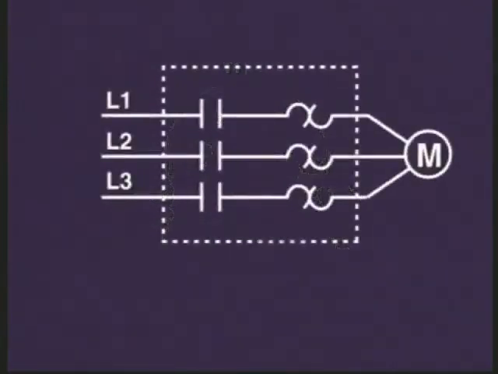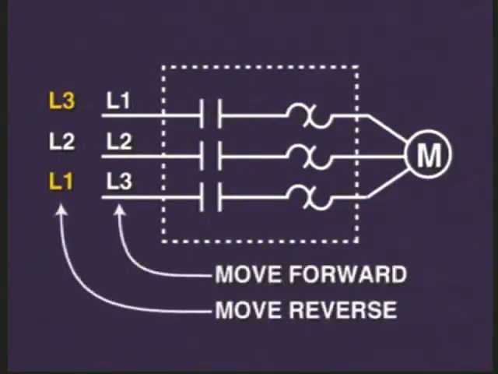As we'll see later, if we interchange terminal leads 1 and 3, it will result in a change of the direction of the motor rotation from clockwise to counterclockwise, or, in other words, from forward to reverse.